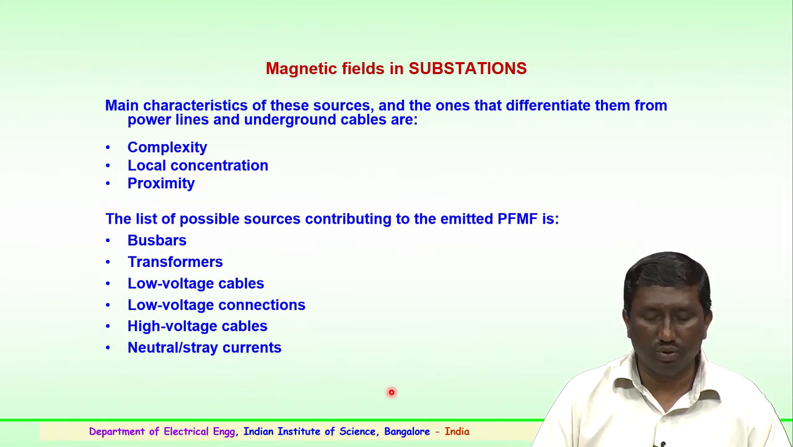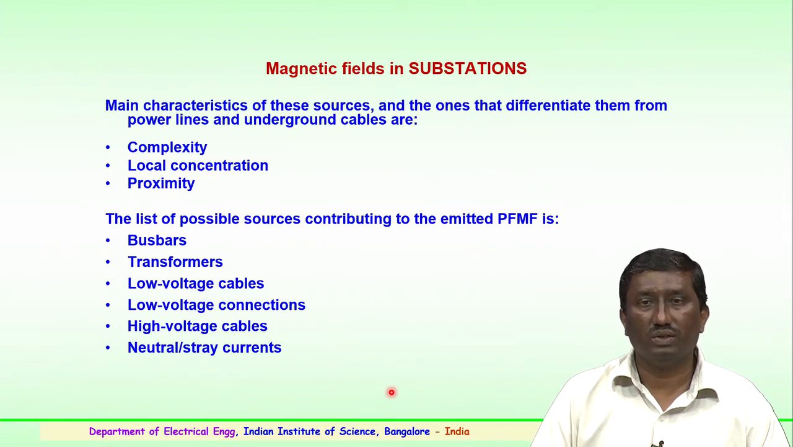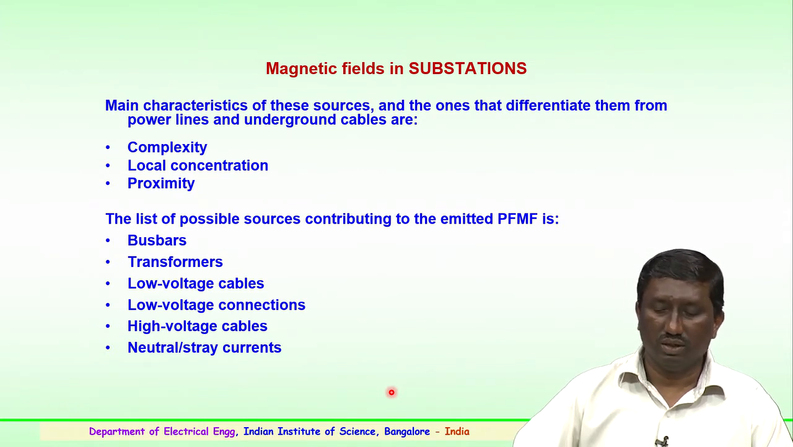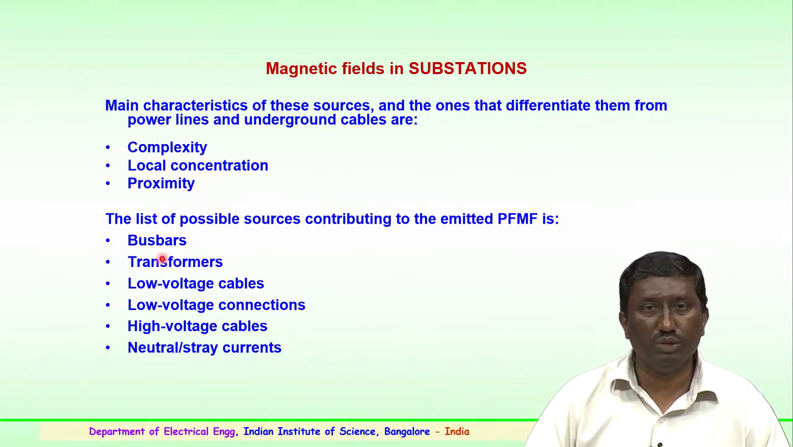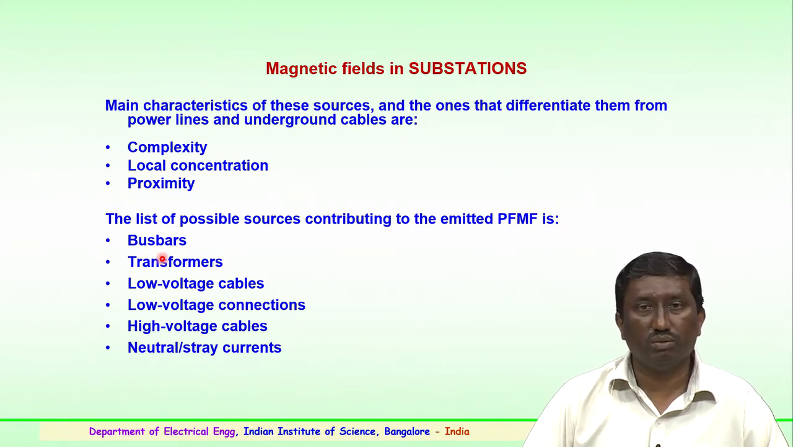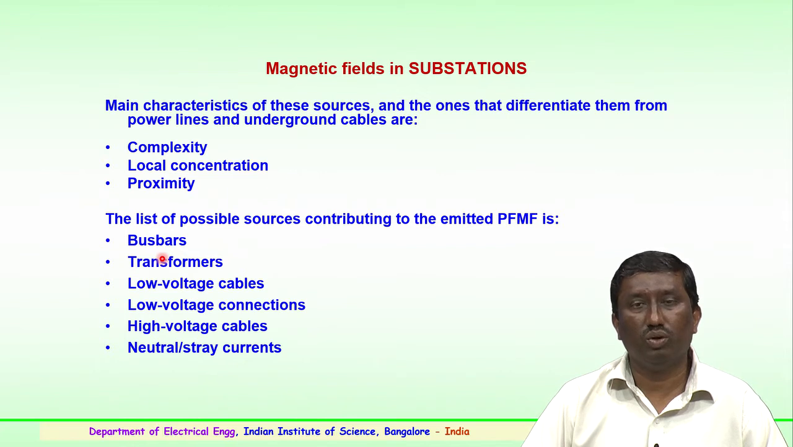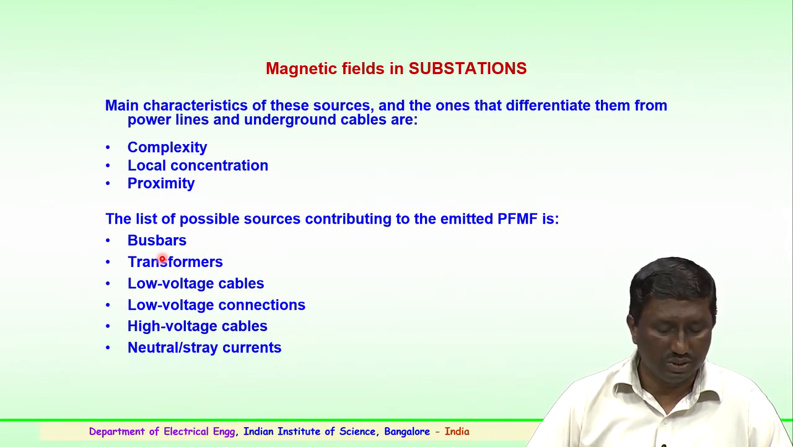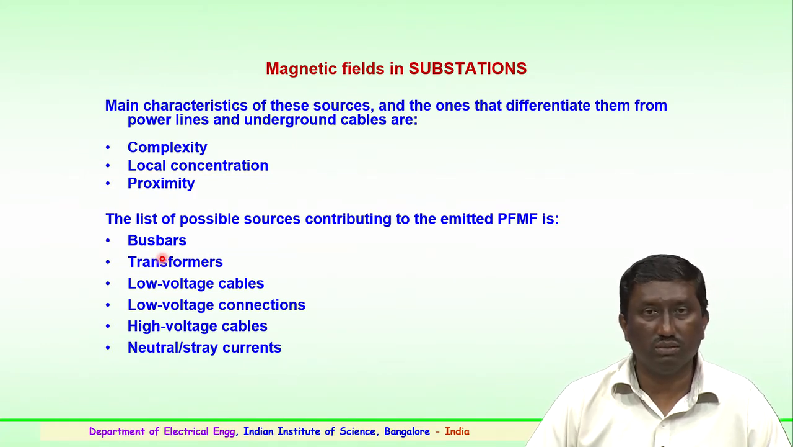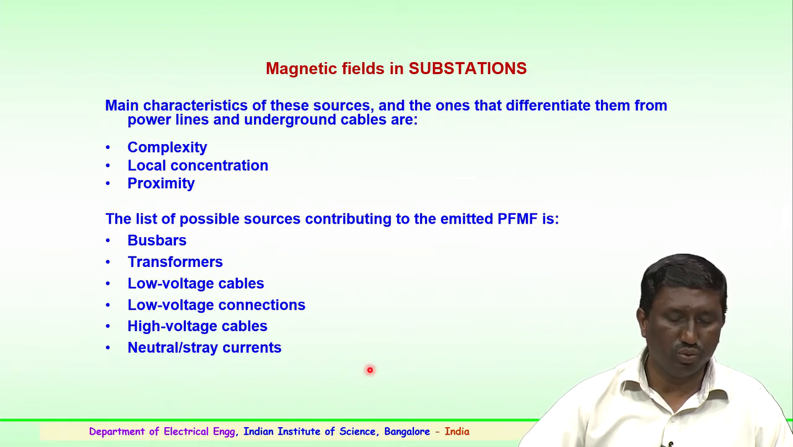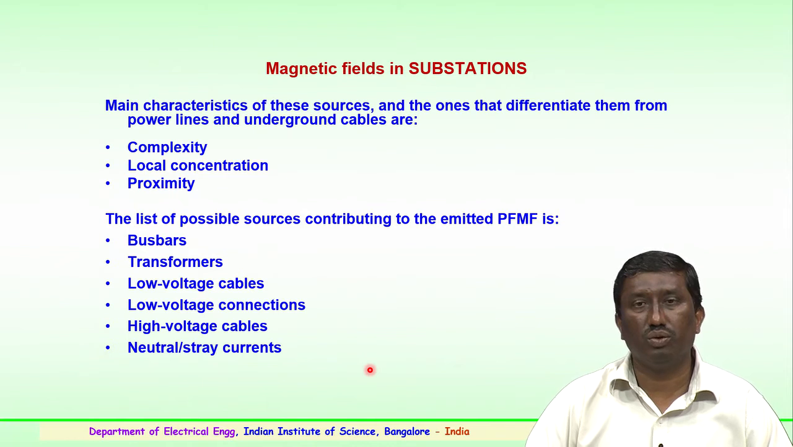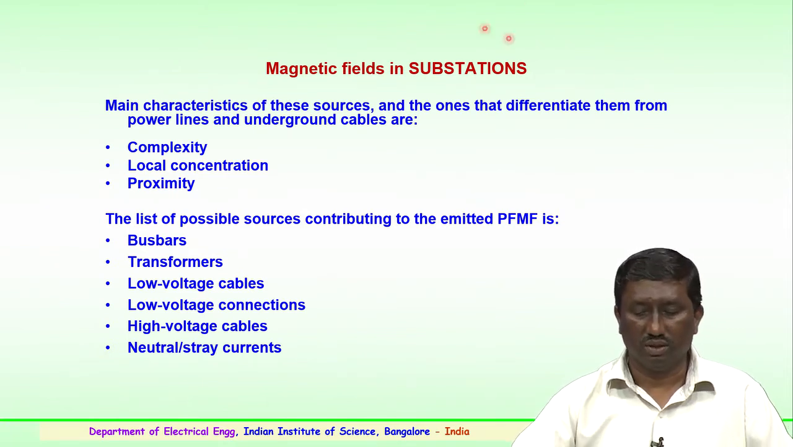The list of possible contributing magnetic fields which are emitted because of the power frequency magnetic field could be the bus bars, that is high voltage conductors, and the transformers, the important component in the substation. The third being the low voltage cables which are connected in the substation, then low voltage connections could be of control cabling or for the metering panels. So, these also would contribute. Then high voltage cables, the neutral and stray currents which are normally witnessed in the substation. So, all these things could be possible sources which contribute to the power frequency magnetic fields in the substation.